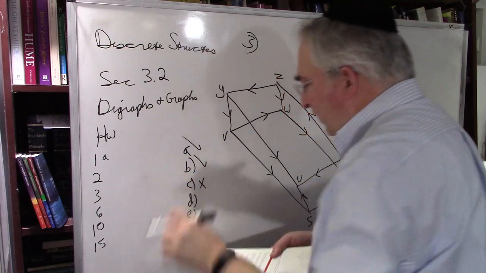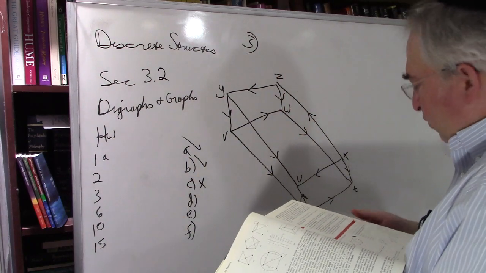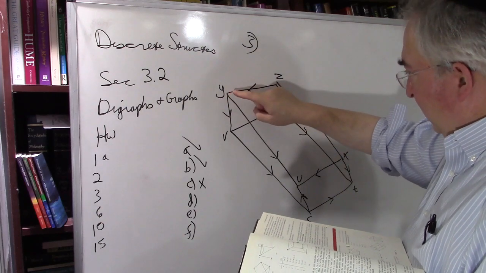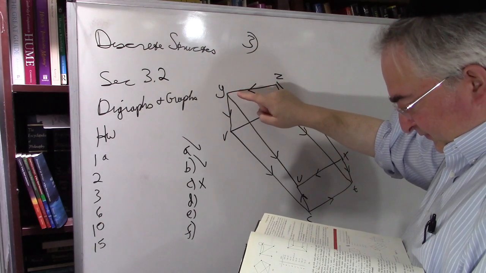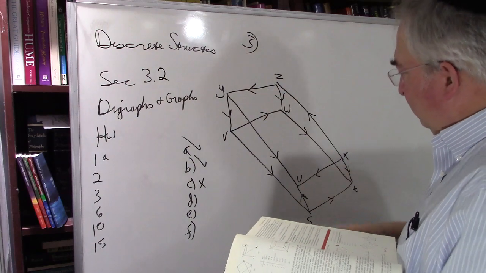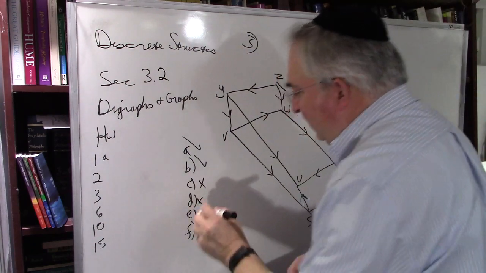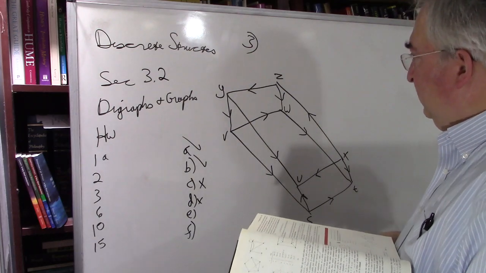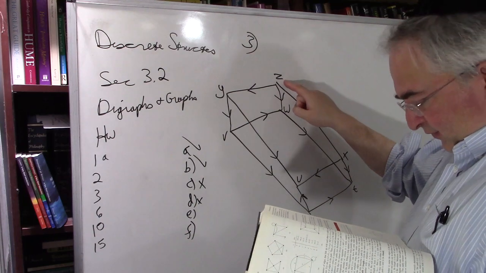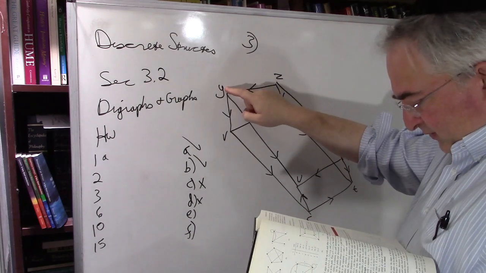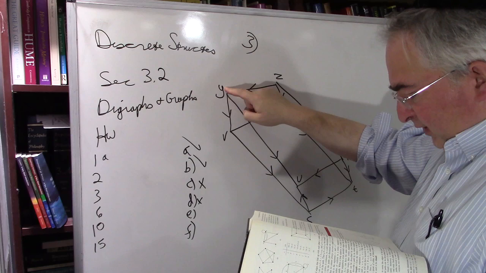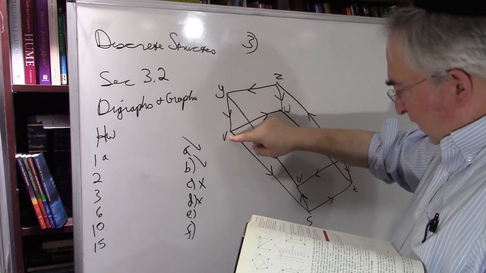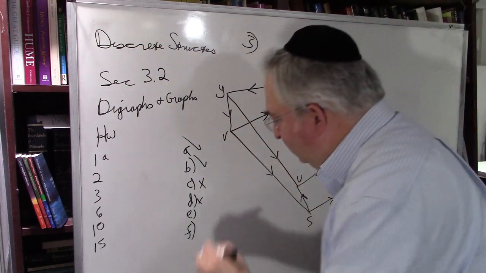How about D? Z, Y, S. How are you going to get from there to there? Nope, doesn't work. Okay, E, X, Z, so far good, Y, good, V, good. S, good. E is good.